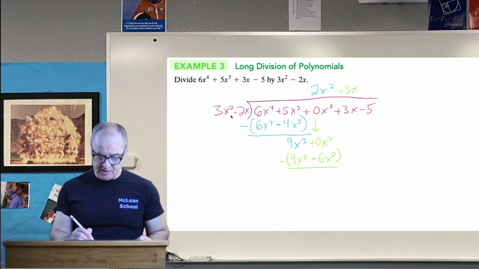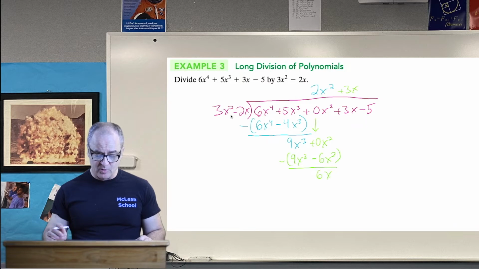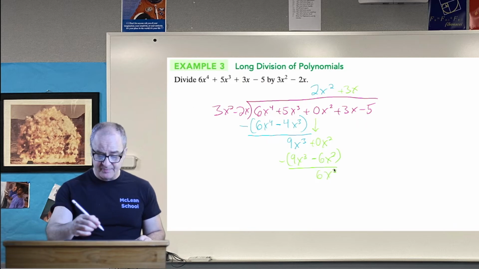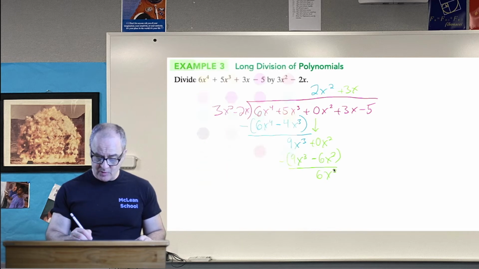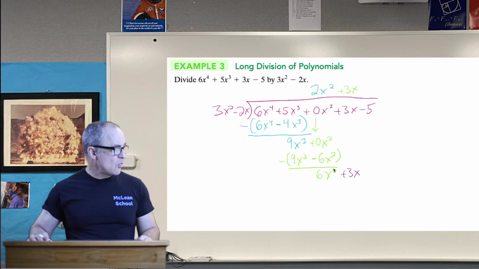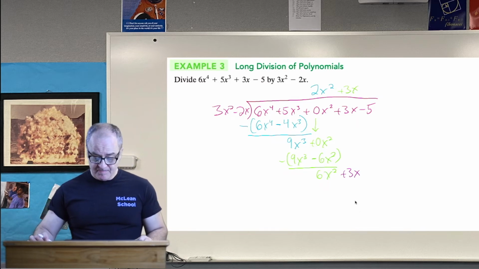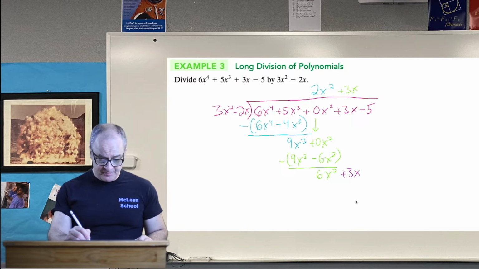Here's where that plus 0x squared becomes very important, because the 9x cubed minus the 9x cubed, that's the 0 as we planned. But now we have 0x squared minus negative 6x squared. So a positive 6x squared is my next term that I have to deal with. So now I'll bring down the plus 3x, and I'll ask myself, what times 3x squared would get me 6x squared? And the answer is just plus 2.